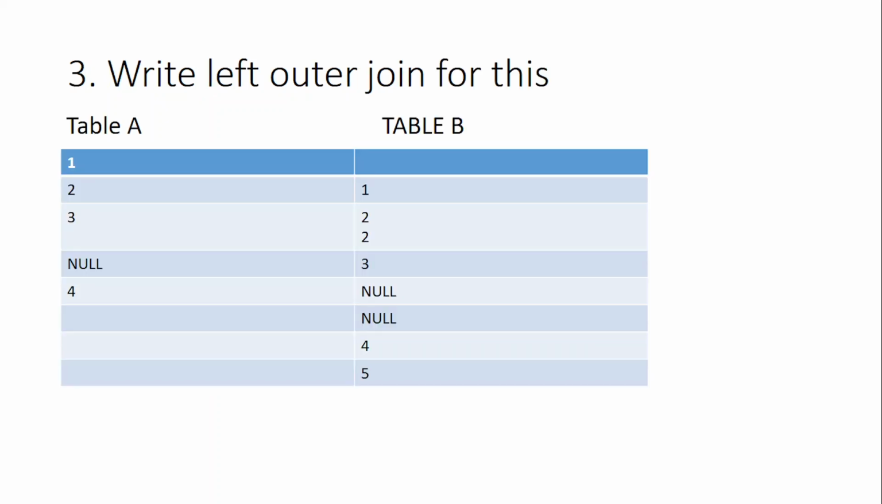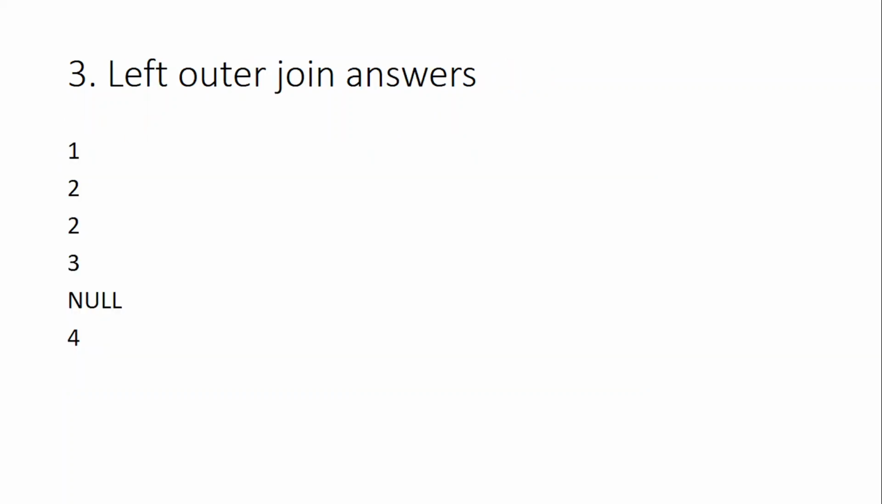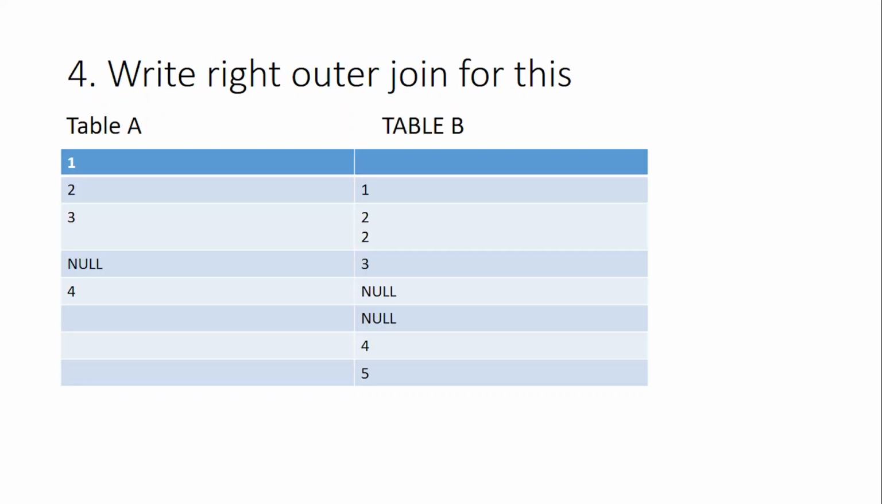Next, the third question is the left outer join. For the left outer join you first write down the common elements of both tables, like 1, 2, 3, 4, and the only one left from table A is the null, because table A is our left table, so you have to give null.